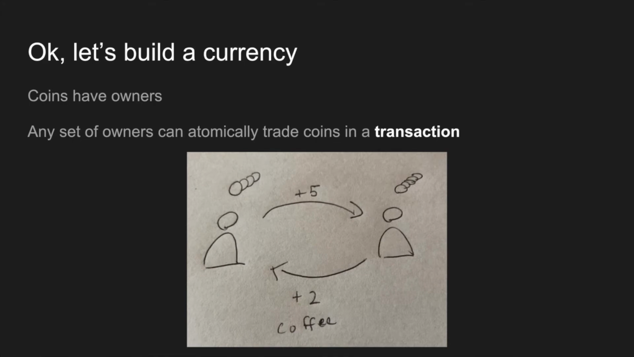So we have coins. And it turns out in currencies, coins also have owners. We usually think of individual actors who are holding the coins, and they can trade the coins, they can bury the coins, do whatever, right? So coins have owners, and we'll also say that owners can swap currency atomically in something called a transaction. And here's a little photo of what I just said, where the person on the left wants to spend 5 coins, the person on the right. In return, they get 2 coins back and also some coffee, right? So I bought some coffee from you and you gave me change.